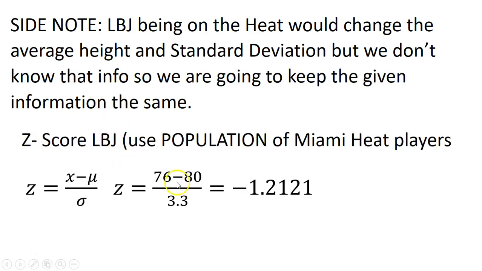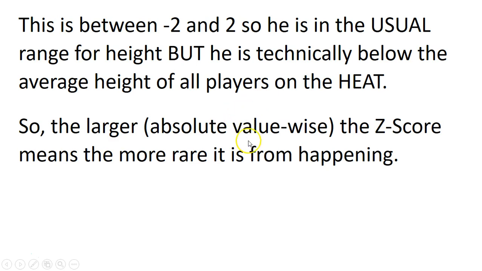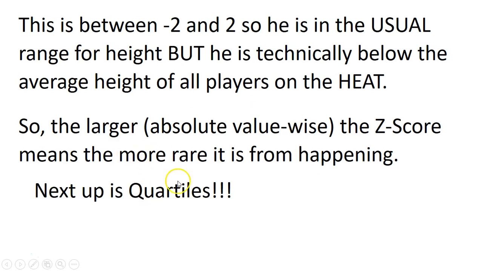But the point is, if I just use the mean and standard deviation that we have, with him he's actually below the mean. And he probably would be below the mean. Now, where exactly, I don't know. But he'd probably be more on the smaller side of people who play basketball, just naturally. Makes sense what I'm getting at here. Since it's between -2 and 2, he's still usual, but now he's technically below the average height of all players that were on average on the Heat. The larger the z-score, absolute value-wise, the more rare it is from happening. The larger that z-score, absolute value-wise, it means the more rare it is.